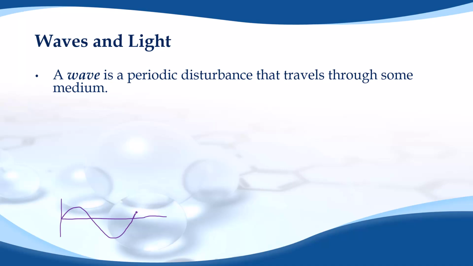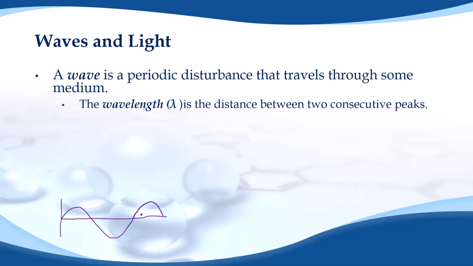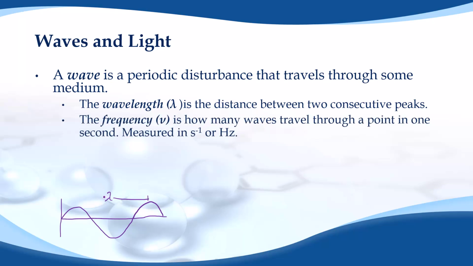Now, what we care about for our purposes in a wave is three different variables. We care about wavelength, which is the distance between two consecutive peaks of a wave. Frequency, which is how many waves travel through a given point every second. And the speed of a wave, which is how fast it's traveling through its medium.